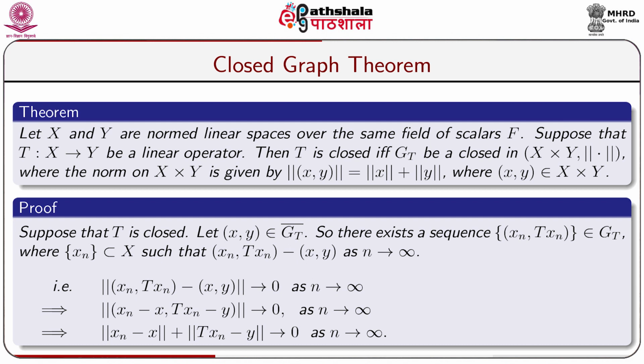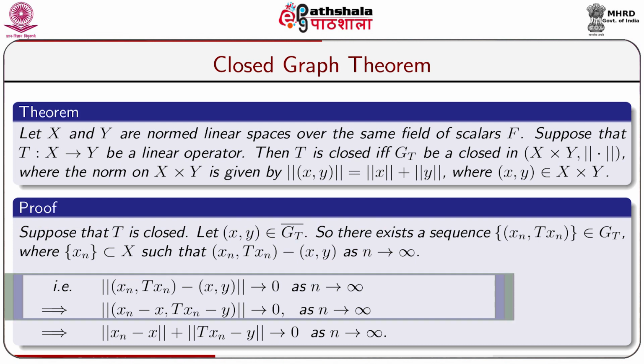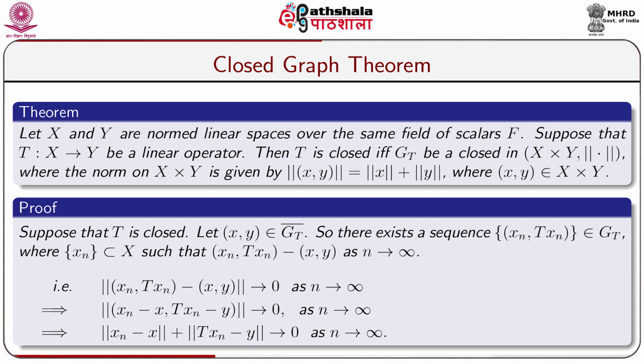Let (x, y) belong to the closure of Gt. So there exists a sequence of pairs (xn, Txn) belonging to Gt, where the sequence xn is an element of X, such that (xn, Txn) goes to (x, y) as n tends to infinity. That is, the norm of (xn, Txn) minus (x, y) goes to 0 as n tends to infinity, which implies that the norm of (xn minus x, Txn minus y) goes to 0, which again implies that the norm of xn minus x plus the norm of Txn minus y goes to 0 as n tends to infinity.